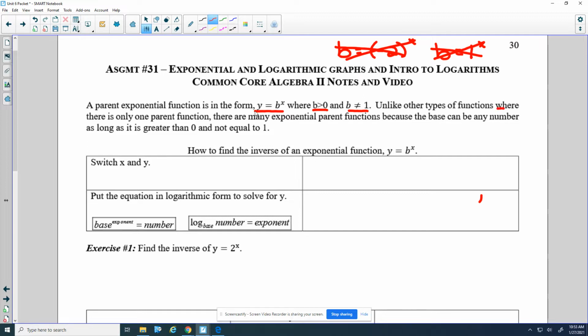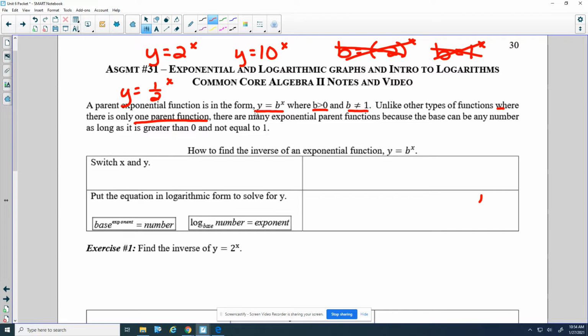Unlike other types of functions where there is only one parent function, there are many exponential parent functions because the base can be any number as long as it is greater than 0 and not equal to 1. So this would be considered a parent exponential function. This would be a parent exponential function. This would be a parent exponential function. If it's just a number to the x, a b to the x, then that is a parent exponential function.